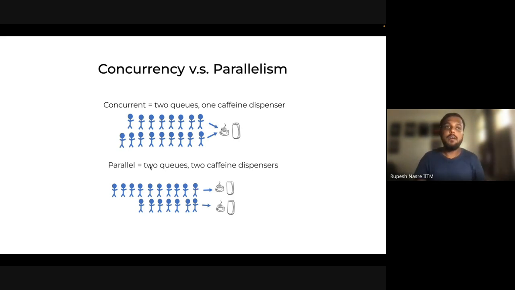So this task one is being executed in parallel with task two, right? If a person in task one is getting coffee, it is totally independent of the person collecting coffee from dispenser two. It's totally in parallel, totally independent. But in the first one, there is a kind of dependency, right?